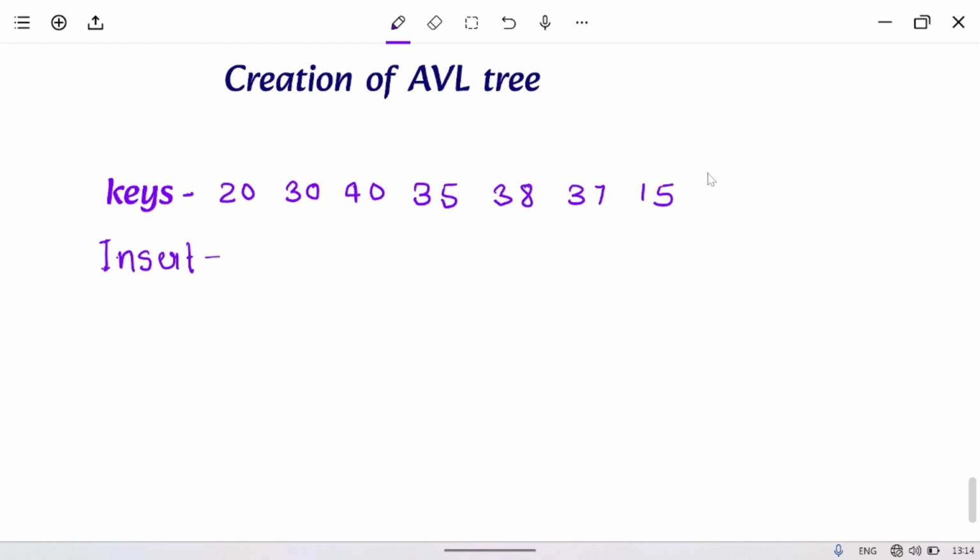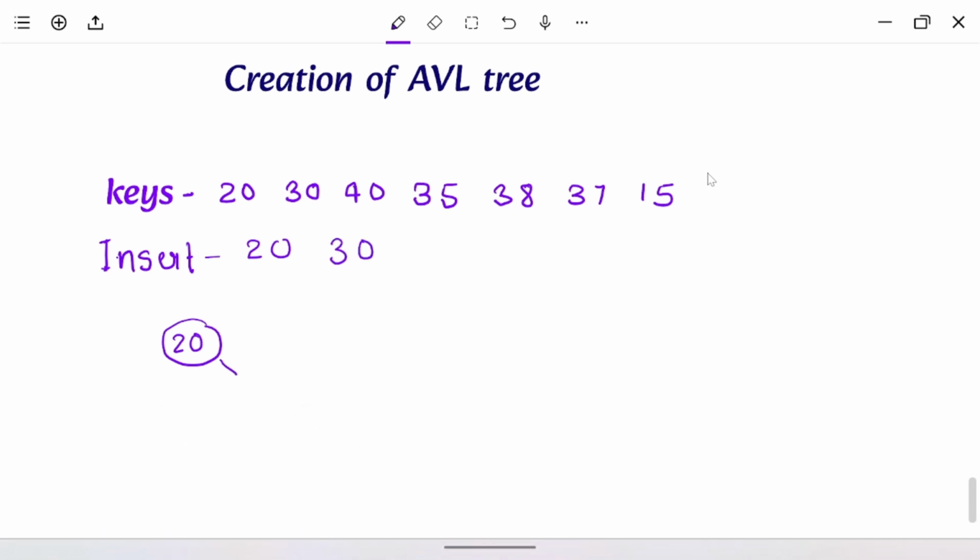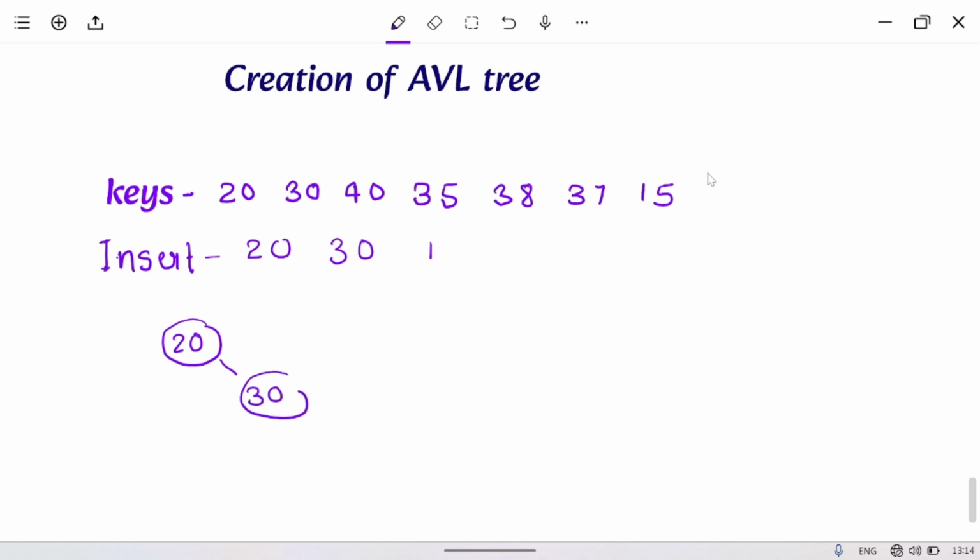So let's start creation. First insert 20. A node will be created. First there is no node, so no need to worry about it. Then 30. 30 is greater than 20, so it will be on the right side of 20. Then 40. 40 is greater than 30, so it will be on the right side of 30. In this case, one of the nodes becomes imbalanced, this 20 becomes imbalanced. So we have to perform rotation and keep the AVL tree always balanced.